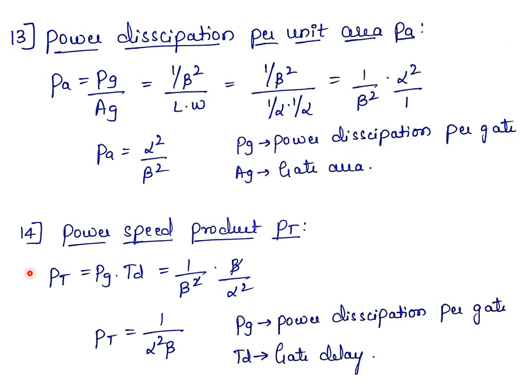And the last one here we have is the power speed product PT. It is represented by PG into TD. PG is the power dissipation per gate and TD is the gate delay. Already we have calculated the scaling factors for these two. Just substitute the values. PG will be scaled by a factor of 1 by beta square. TD is scaled by a factor of beta by alpha square. If I do the simplification, finally I'll be getting 1 by alpha square into beta. So this is the scaling factor for this power speed product PT.